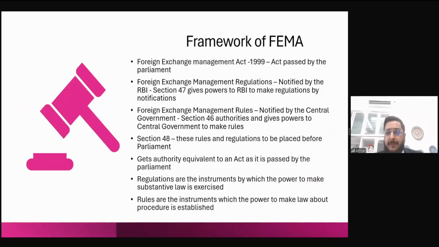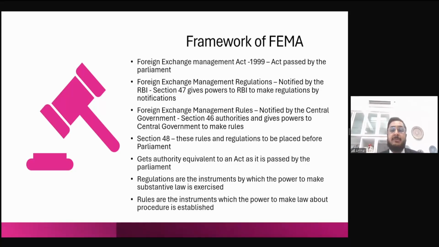So I'll go to the basic framework of FEMA. The Foreign Exchange Management Act, 1999, was passed by Parliament. Now, there are three things we normally study: the rules, the regulations, and the directions. The regulations are notified by the RBI, which has the power to make regulations by notification. These regulations are instruments by which the power to make substantive law is exercised. So regulations become a very important part.